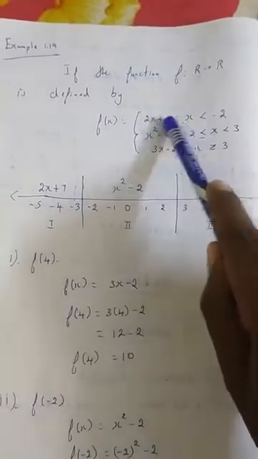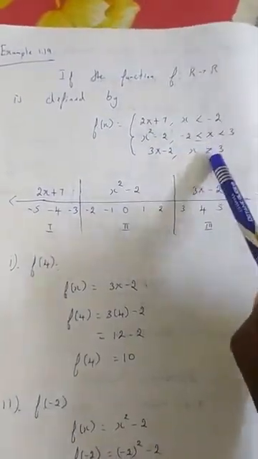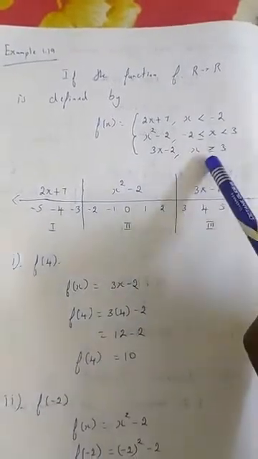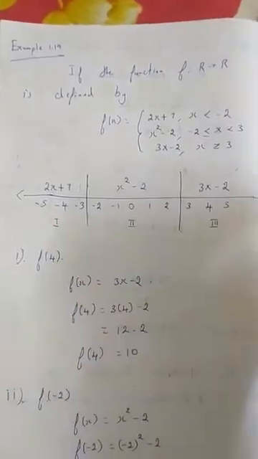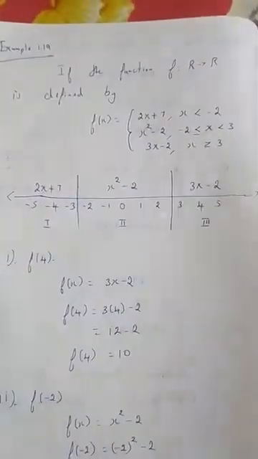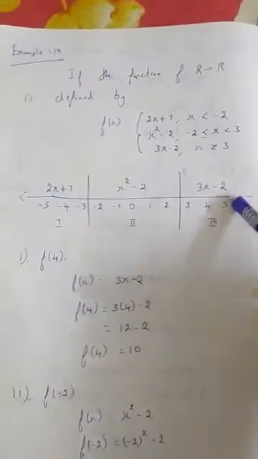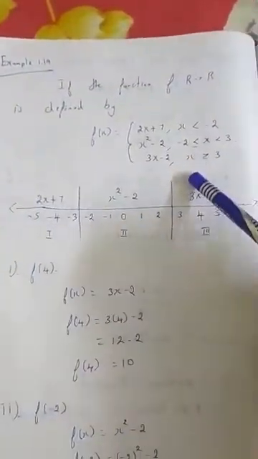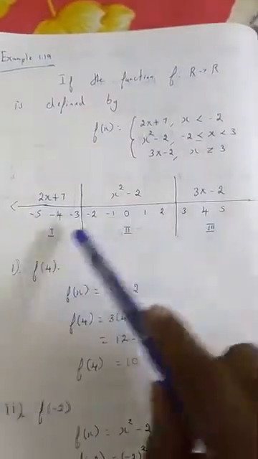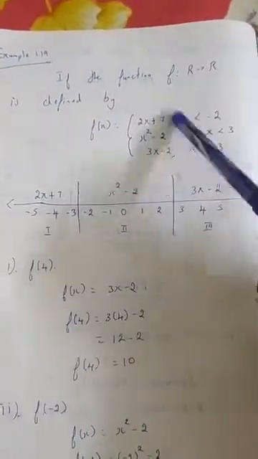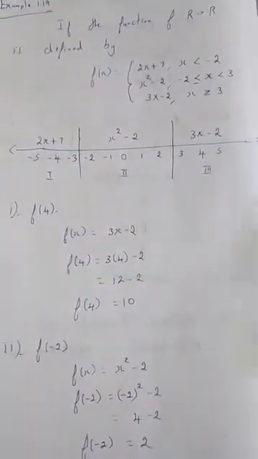And what is the f of x for this interval? X square minus 2. And the last one, x greater than or equal to 3, which means greater than or equal to, so we should consider 3 also. So 3 and greater: 4, 5, 6, it goes on. So this is the third interval. For this interval f of x is 3x minus 2. So this is a very, very important 5-mark question. First of all we have to split the number line for this f of x. So now it is very simple to find out the answers.